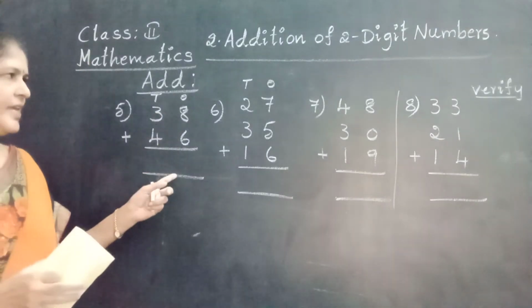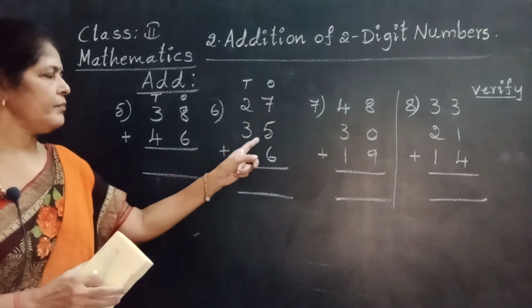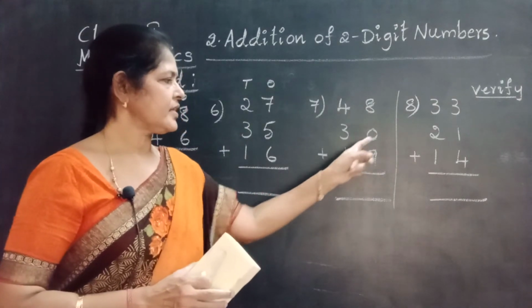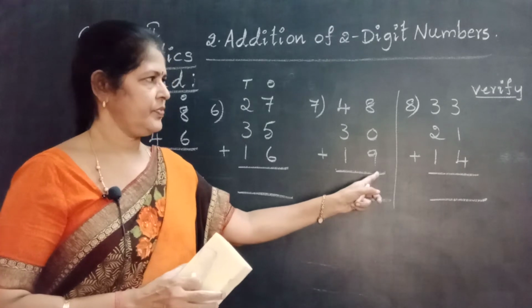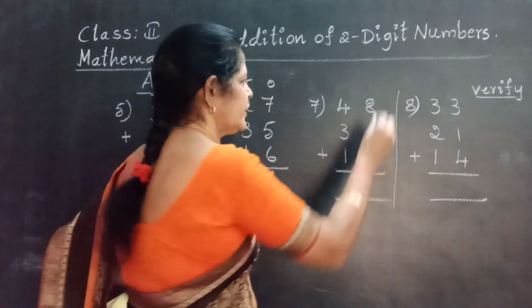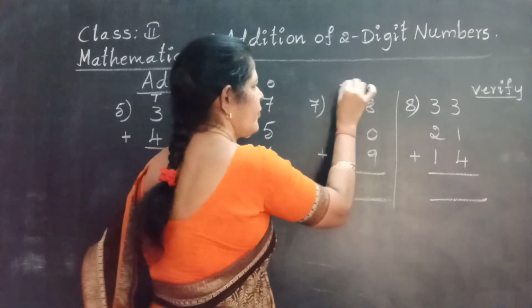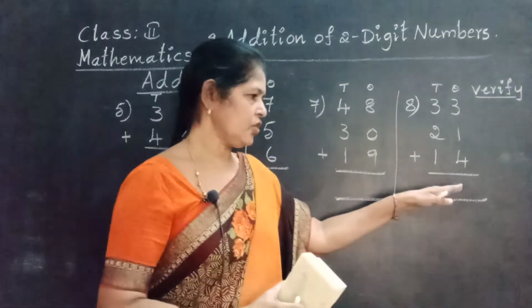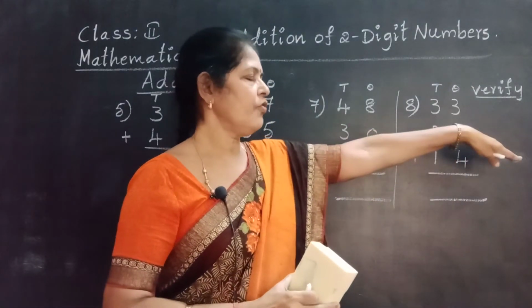38 plus 46. 27 plus 35 plus 16. 48 plus 30 plus 19. 8th one, 33 plus 21 plus 14. Put the places above the numbers now. In the 8th one, first you find the total and then you verify.